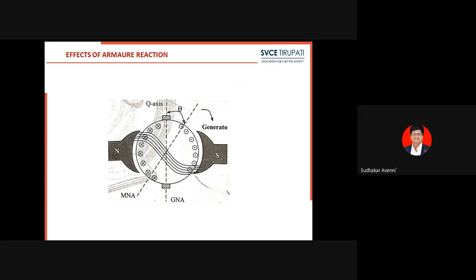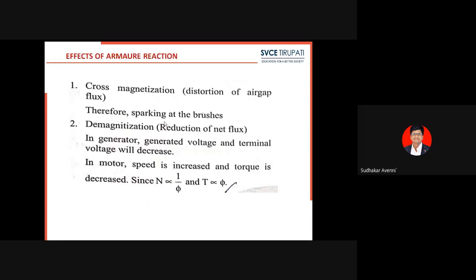And also, there is a failure of mica insulation. Why? The armature coils under the trailing pole tip cut the maximum value of flux. Therefore, the induced EMF is maximum. If this induced EMF exceeds a particular value, the mica insulation gets damaged. So next, what are the remedies for the cross magnetization effect? These are the main effects of armature reaction.